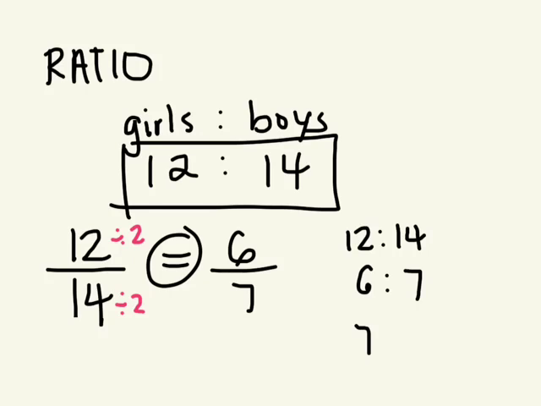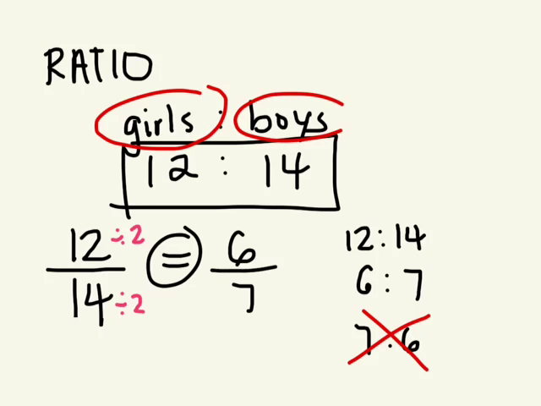Can I write 7 to 6? Would that represent the same thing? No. Why not? Why is that wrong? Good. We're comparing girls to boys. So if I wrote 7 to 6, that would mean that the ratio is 7 girls to 6 boys. But that's not true. It's 6 girls to 7 boys.